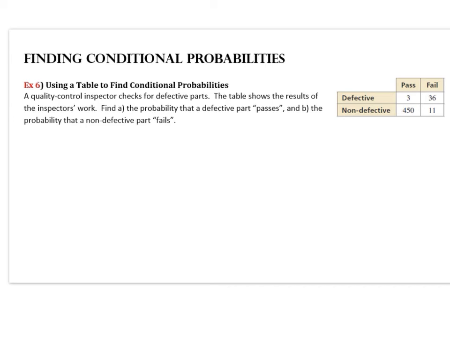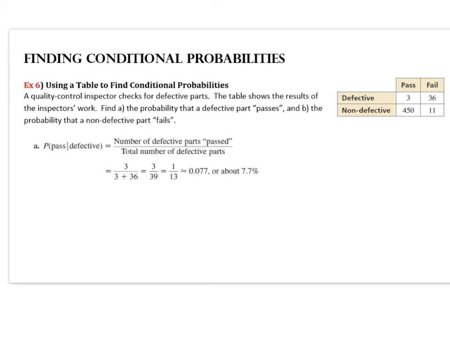So we'll start with part A. The desire is that our part passes, so that's in the numerator, out of the total defective parts. So that's going to be 3 out of 3 plus 36, because defective total, pass or fail, is added together to be the total in the denominator. So it simplifies down to 1/13, which is decimal 0.077, or about 7.7%.